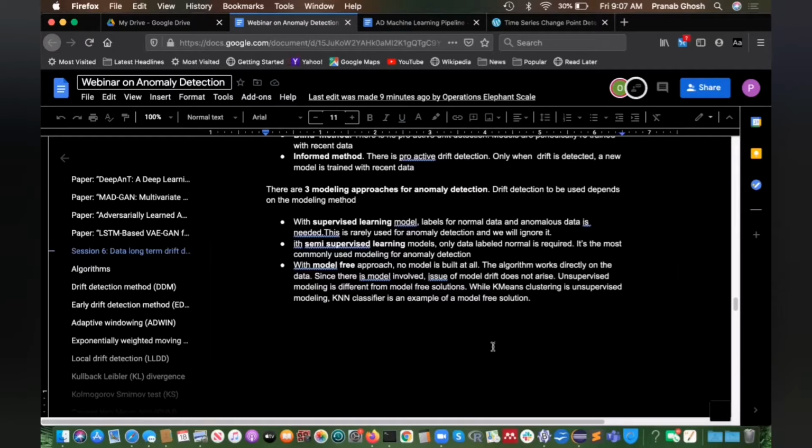So there can be three approaches. As far as anomaly detection goes, there are three modeling approaches. One is called semi-supervised learning, where you build a model with normal data. For example, you might build a model for z-score or robust z-score, and you only use the normal data.